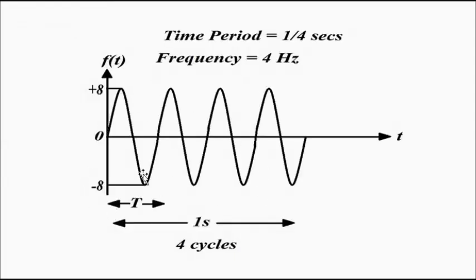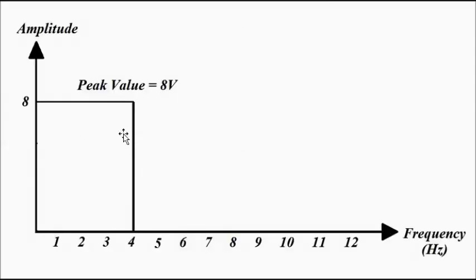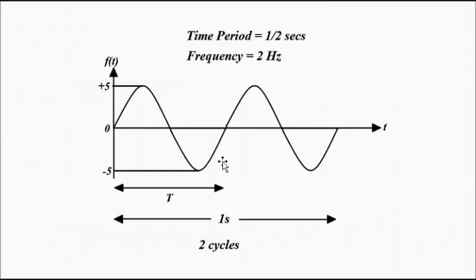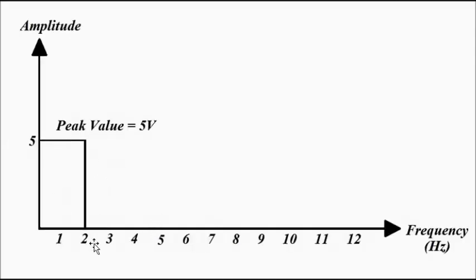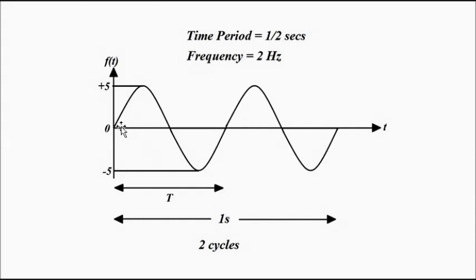This is the time domain representation. This is the frequency domain representation. Similarly, here this is the time domain representation, and this is the frequency domain representation. In frequency domain representation, only two things are important: the frequency of the signal and the peak value. At that particular frequency, what is the peak value of the signal? That is represented in frequency domain representation. And in time domain representation, the amplitude values at different instants of time are represented.